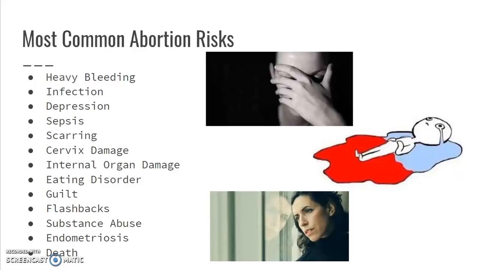There are some risks that go along with having an abortion, and here's a list of all of the main risks. There could be heavy bleeding, infection, depression, sepsis, scarring, cervix damage, internal organ damage, eating disorder, guilt, flashbacks, substance abuse, endometritis, and death. A lot of people don't know, but going along with an abortion, there can definitely be physical risks, but there are also emotional risks, which can cause the depression, the flashbacks, the guilt, and sometimes even PTSD in certain cases.